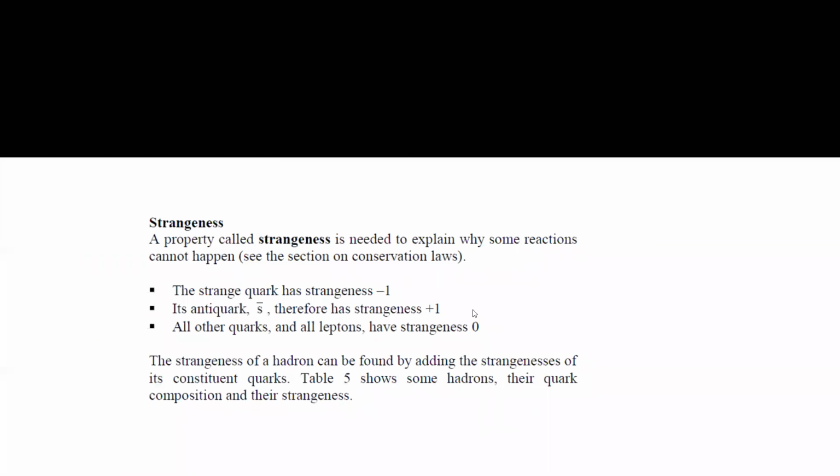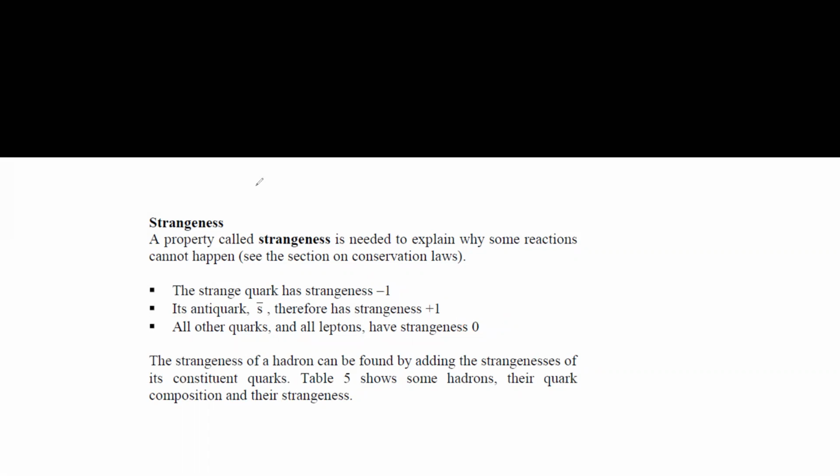Then for some interactions which involve a strange quark, we use a strangeness number. So the property strangeness is needed. Some reactions cannot happen, even though many things are conserved, because the strangeness number should also be conserved. The strange quark has strangeness -1, and the anti-strange has +1. All the other quarks and leptons have strangeness 0. The strangeness of a hadron can be found by adding the strangeness of the particles it contains.